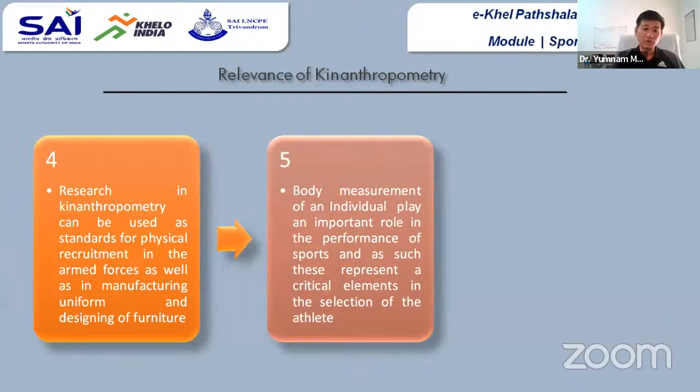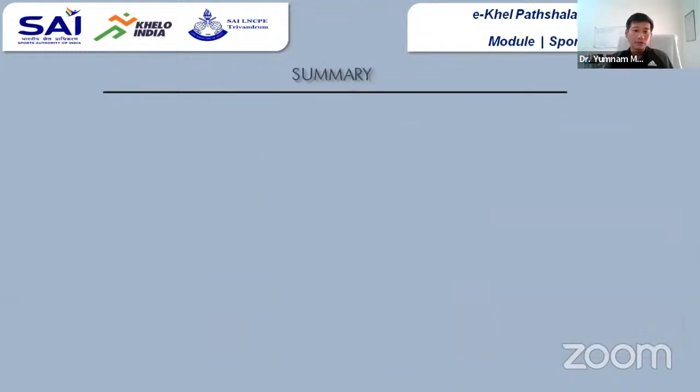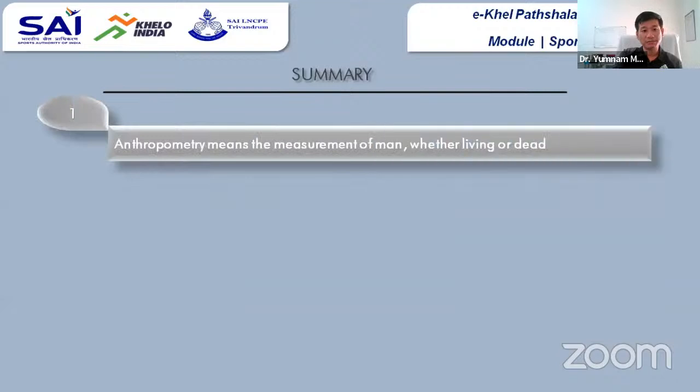Body measurement of an individual plays an important role in the performance of sports. This represents a critical element in the selection of the athlete. Body measurement of an individual plays a role in performance. The application of kinanthropometry involves phenotypic as well as morphological change before and after training. Morphological changes can be seen, and you can study this and know the effect of training. So these are some of the relevance of kinanthropometry. Let's summarize.